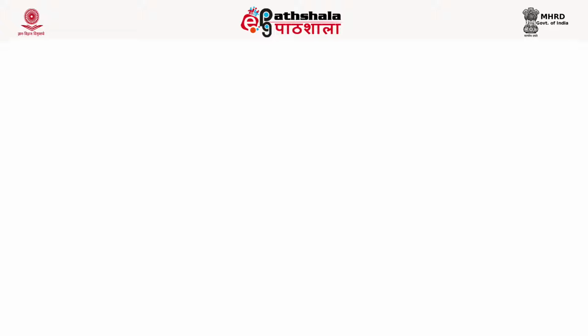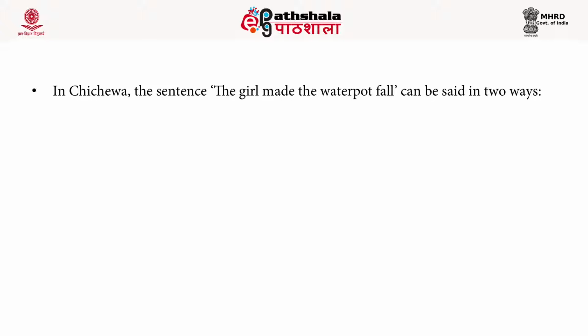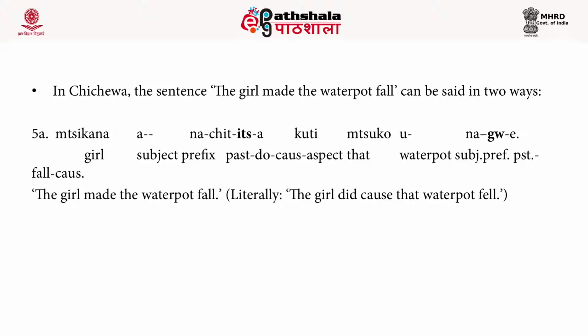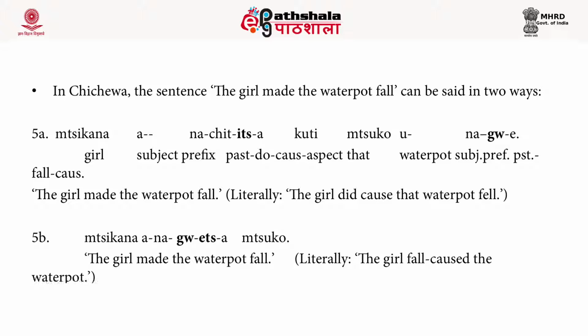If you see the data in 5a and 5b on your screen, we have the Chichewa sentence for the girl made the water pot fall. Now this sentence can be stated in two ways. If you see the literal translation given for 5a, the girl did cause that water pot fell, and the literal translation for 5b, the girl fall-caused the water pot. Observe the morphemes marked in bold on your screen, its and gwa, and their position in the sentence.